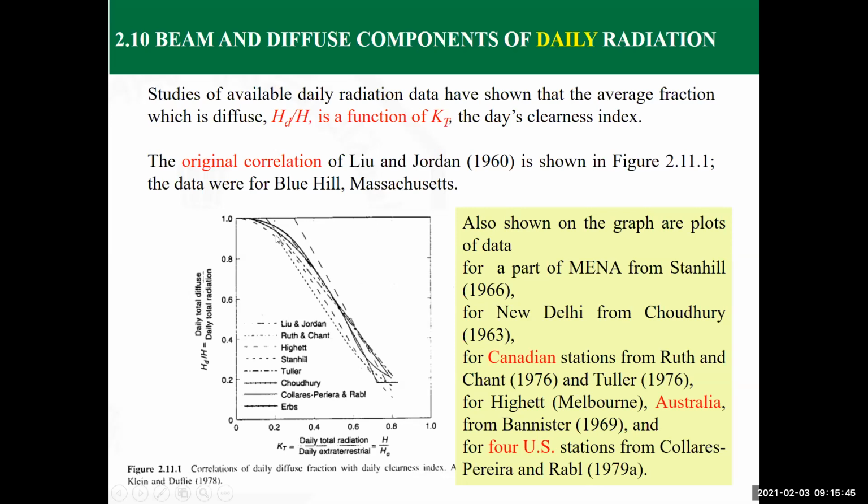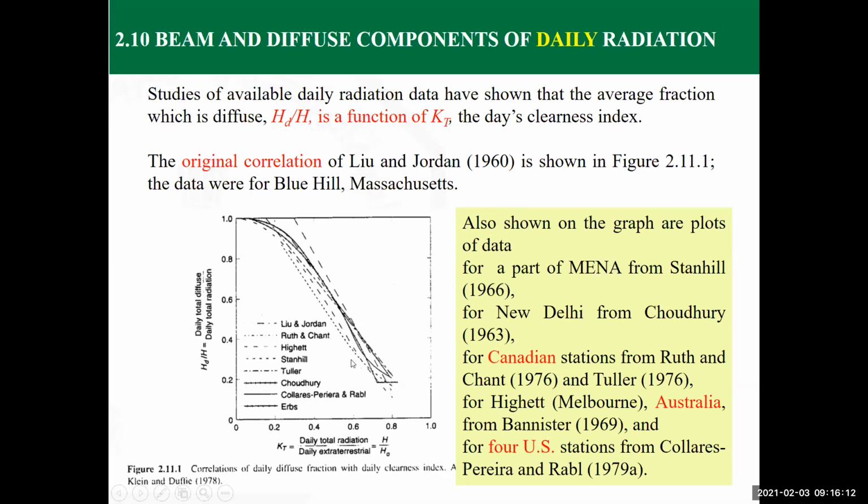Now, these data that we have here are representing different places all over the world. Each one of these scientists or researchers has focused on a certain area where he got his figure from, and then they have been clustered as you can see here. Some of the data by Stanhill, which is the dotted lines, was collected in Palestine actually. I'm talking about the MENA region, but it was in Palestine.